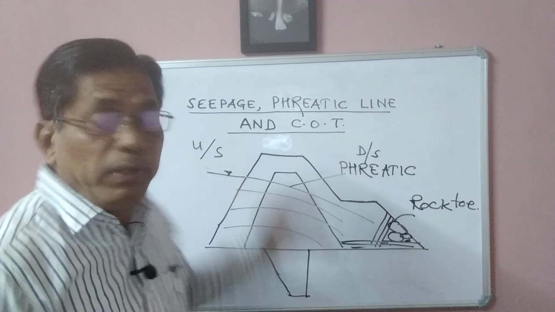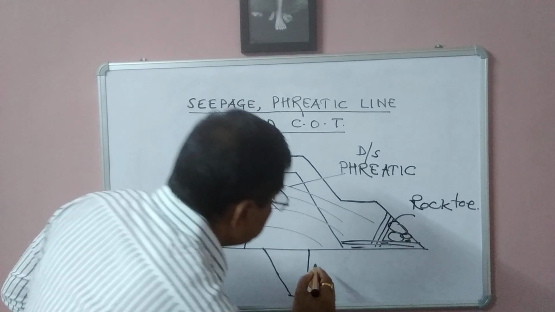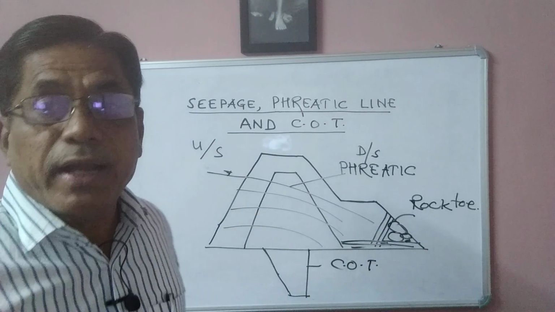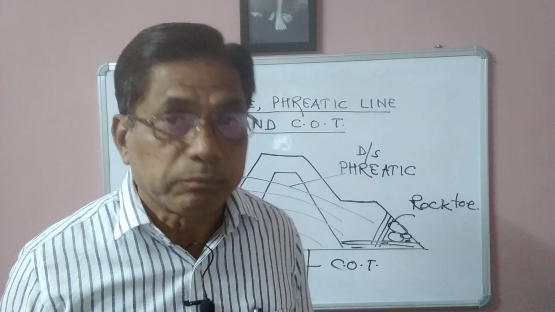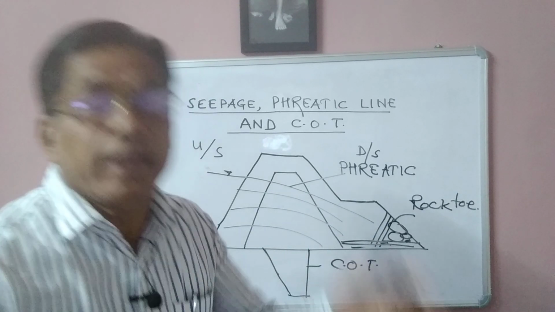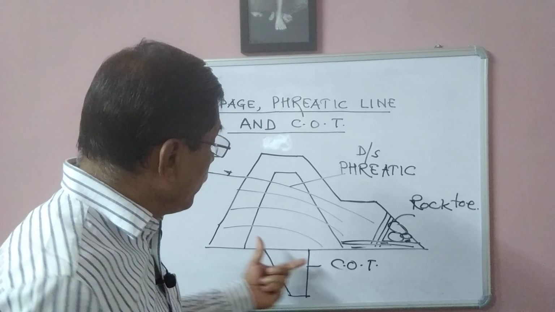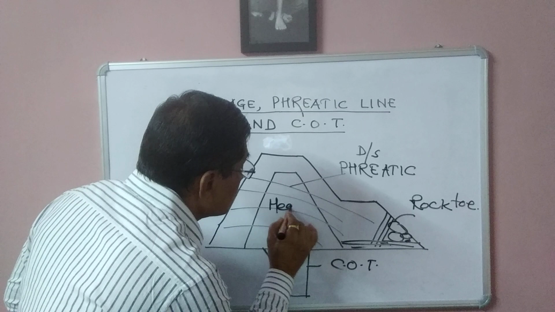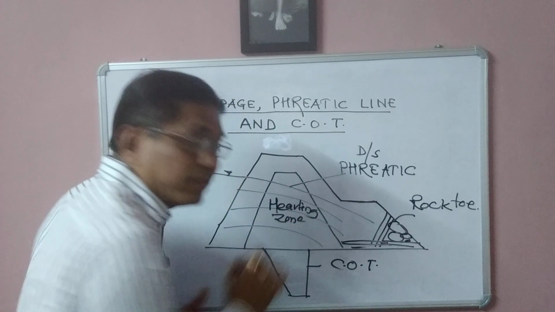Now the next term is the C.O.T, that is the cutoff trench. So this component, this is C.O.T. Remember, cutoff trench is not the foundation of the earth dam. It is not a foundation. Cutoff trench is the trench excavated within the hearting zone. So this is the hearting zone, or central core. It is also called as central core.